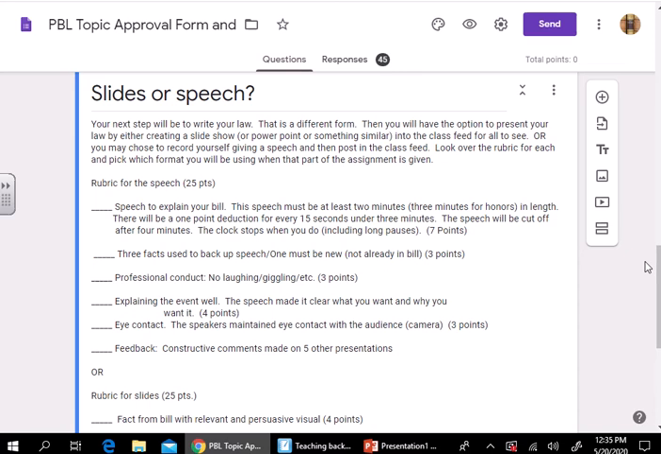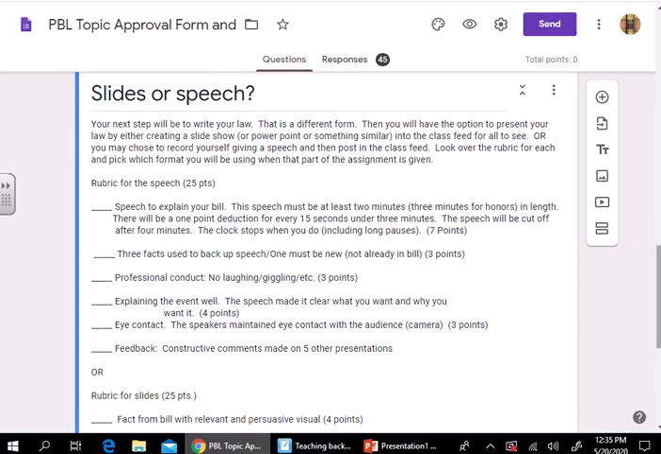So you have 2 choices here. Either pause this and take a picture of it and write it down, that's fine. Or go to the PBL topic and approval form. I kept that open. You still have access to that. Go to that form and take a peek at the rubric.